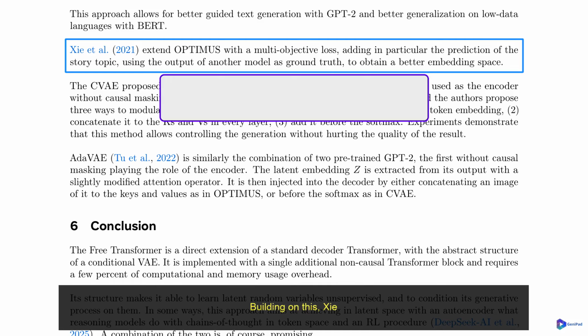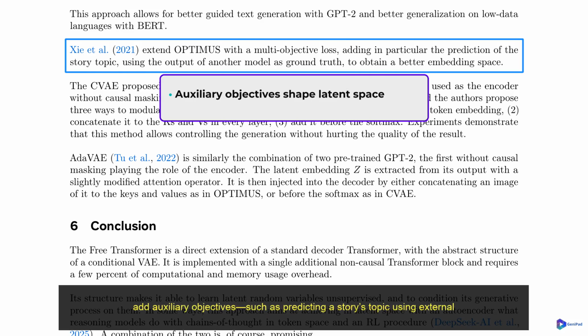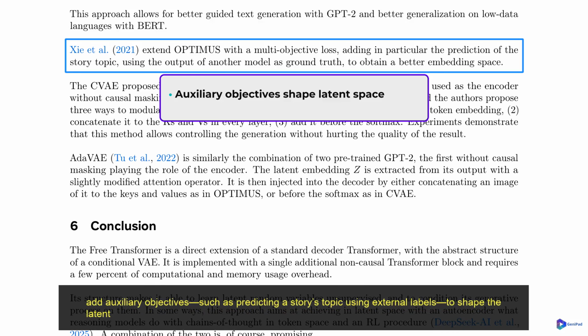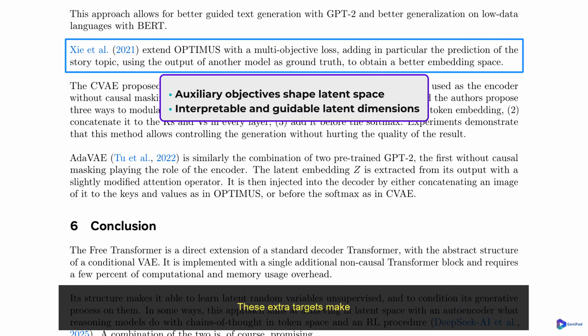Building on this, Z et al. add auxiliary objectives, such as predicting a story's topic using external labels to shape the latent space. These extra targets make the latent dimensions more interpretable and easier to guide.